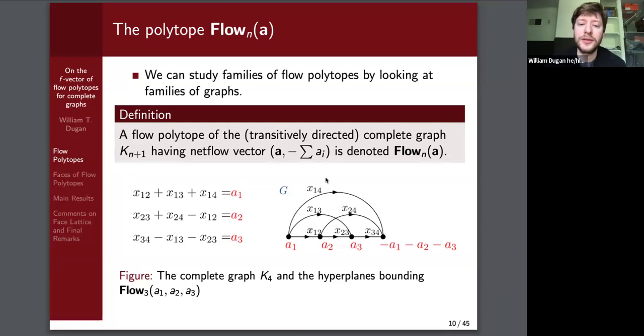So it's the complete graph on 4 vertices, and there are hyperplane descriptions as follows. At this first vertex, we have x12 + x13 + x14 = a1. And we get our second hyperplane, x23 + x24 - x12 = a2, and so on. In particular, when you have n vertices in your graph, you'll have n - 1 hyperplanes, because the last hyperplane is kind of redundant.